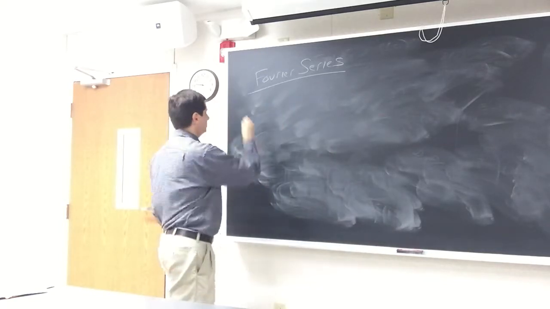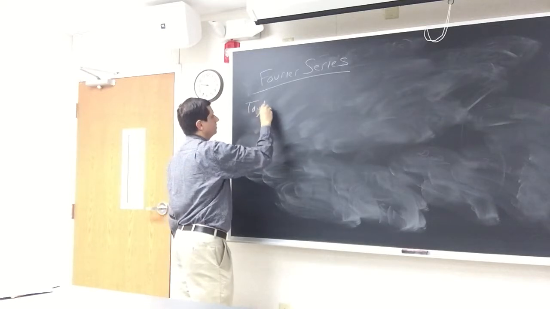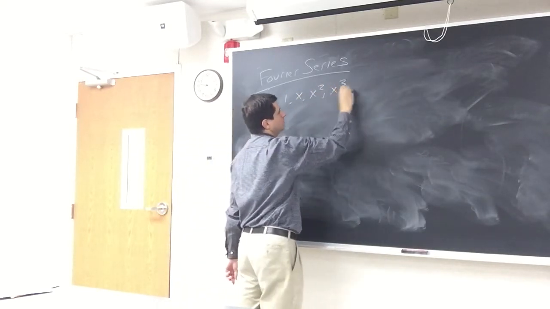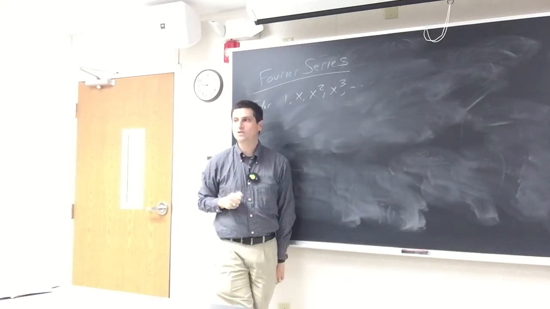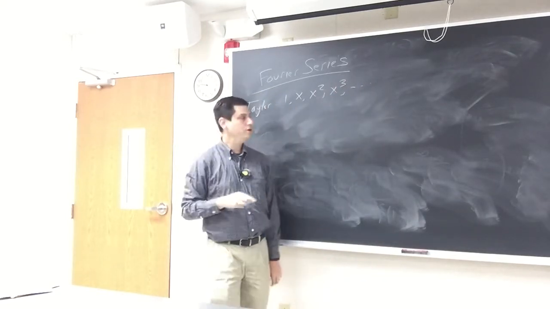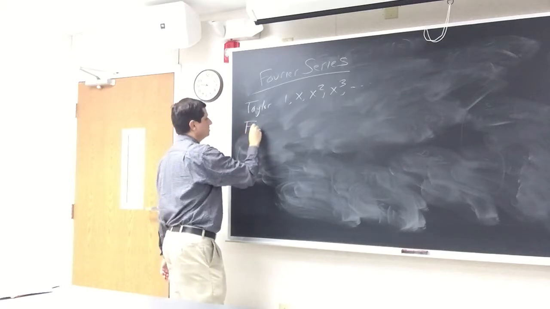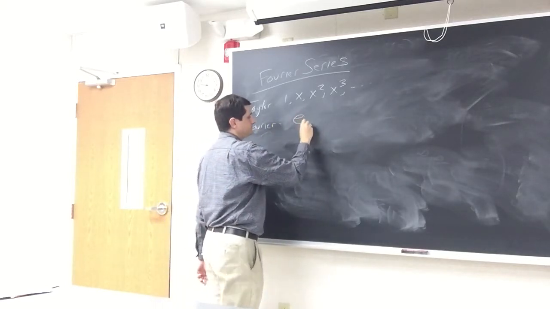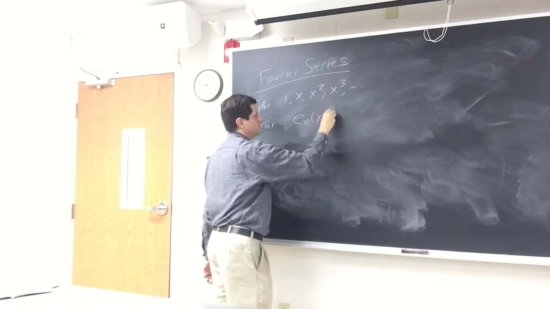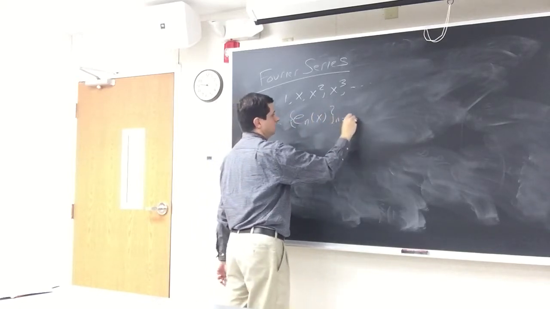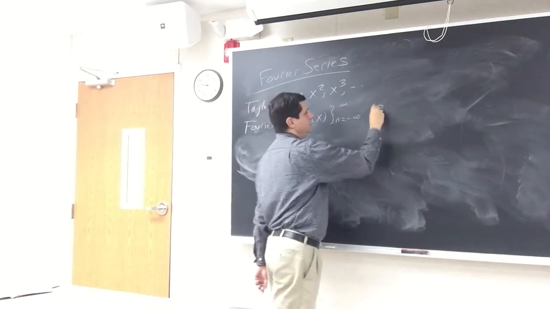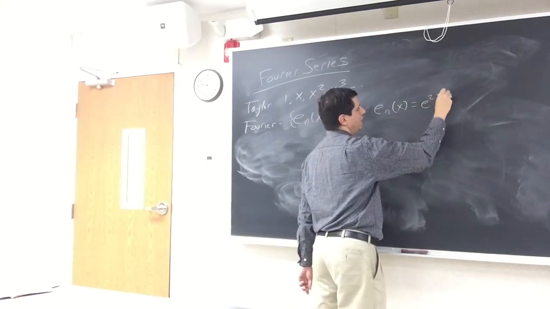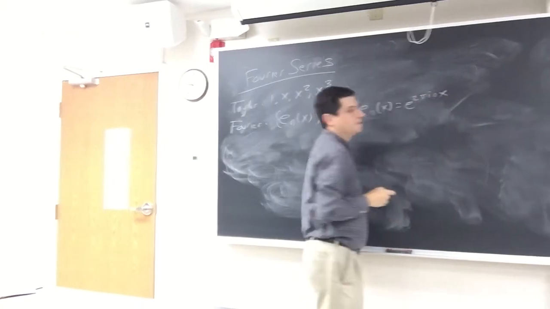So you've seen Taylor series. For Taylor series, you write things in terms of powers of x. Fourier series, we do things in terms of e_n(x). And here, e_n(x) is e^(2 pi i n x).